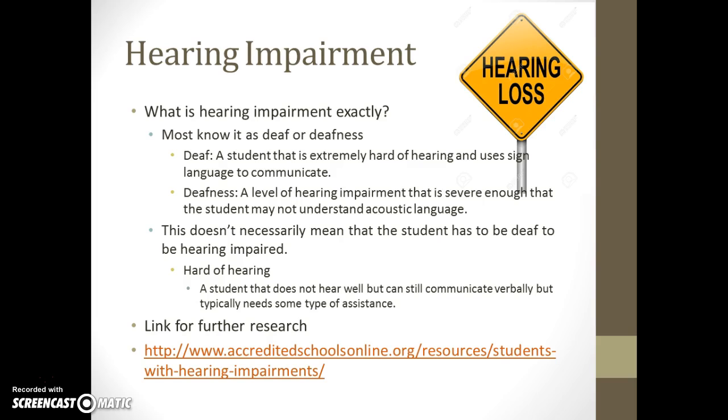So they don't have complete loss of hearing, but they will need something to help them hear a little better. Jonathan added here a link that you can go on if you want to read a little more about what hearing impairment is.